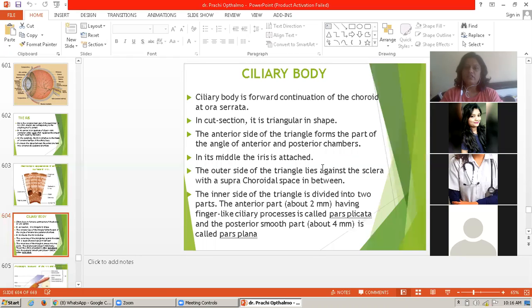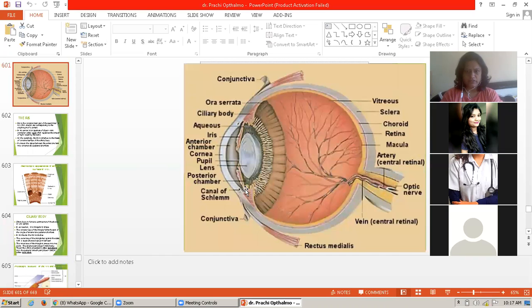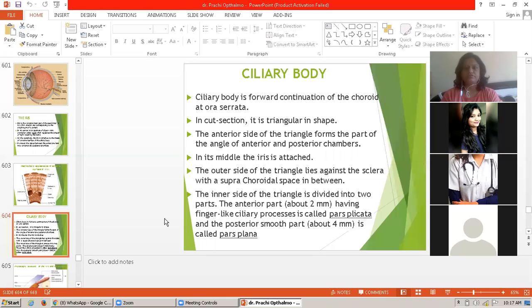The outer side of the triangle lies against the sclera, with the suprachoroidal space in between. So this is the triangular part of the ciliary body, which is connected to the sclera. This is the sclera, with the suprachoroidal space in between on the outer side.